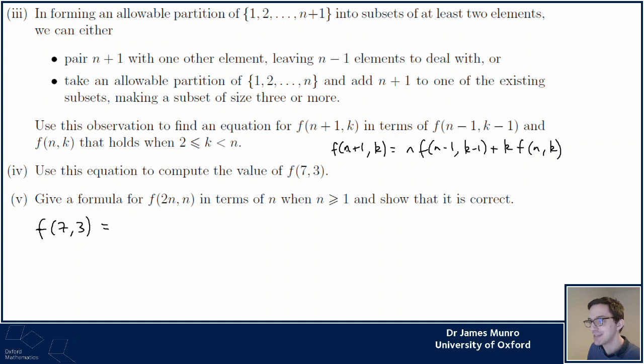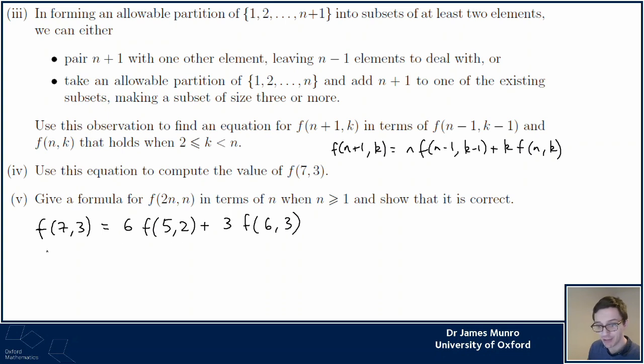I think I want n to be 6 and k to be 3. So I'm going to very carefully write out this right-hand side. n is 6, k is 3, plus n is 6, k is 3. n is 6, k is 3. Okay, so I've got this expression.